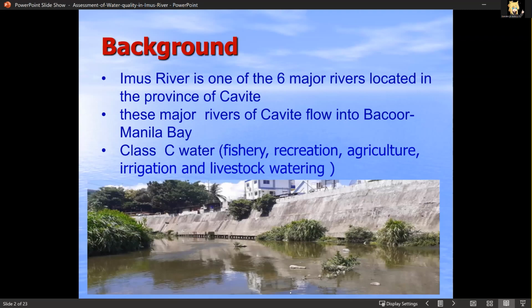As background, Imus River is one of the six major rivers in the province of Cavite. Cavite is in Luzon, in the Philippines, and these major rivers of Cavite flow to Bacoor, Manila Bay. This is a Class C water, which is suitable for fishery, recreation, agriculture, irrigation, and even livestock watering.